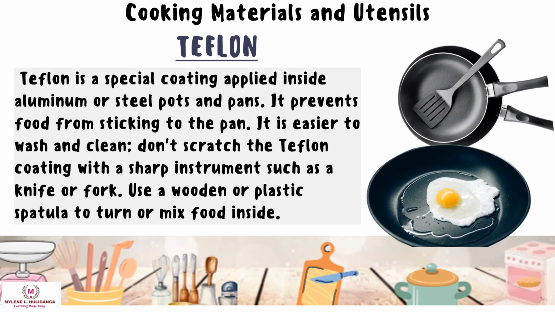Teflon is a special coating applied inside aluminum or steel pots and pans. It prevents food from sticking to the pan. It is easier to wash and clean. Don't scratch the Teflon coating with a sharp instrument such as a knife or fork. Use a wooden or plastic spatula to turn or mix food inside.